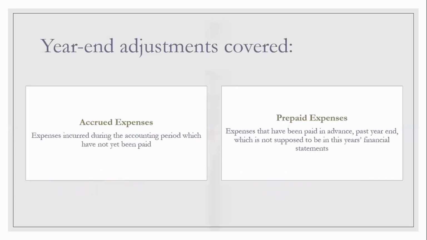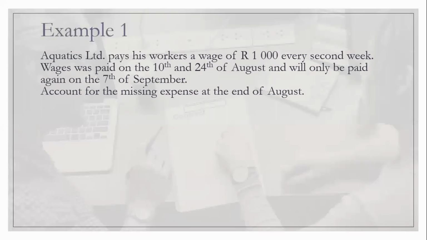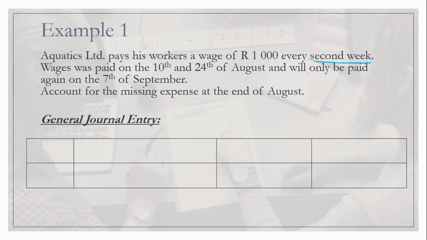Okay. Now let's have a look at a few examples. First of all, accrued expenses. Now, this example says, Aquatics Limited pays his workers a wage of 1,000 Rand every second week. Wages was paid on the 10th and the 24th of August and will only be paid again on the 7th of September. Account for the missing expense at the end of August. Okay, so why do we have a missing expense at the end of August?